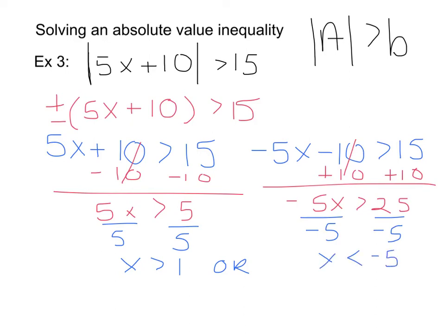So now let's graph this. Remember, it's or. 1 gets an open circle. And then where is it greater than 1? Everywhere over here on the right-hand side. Negative 5, again an open circle because it's less than. Shade everything over here on the left, remember, because it's or.